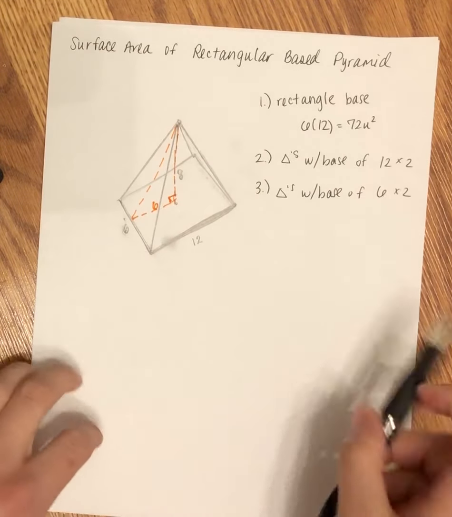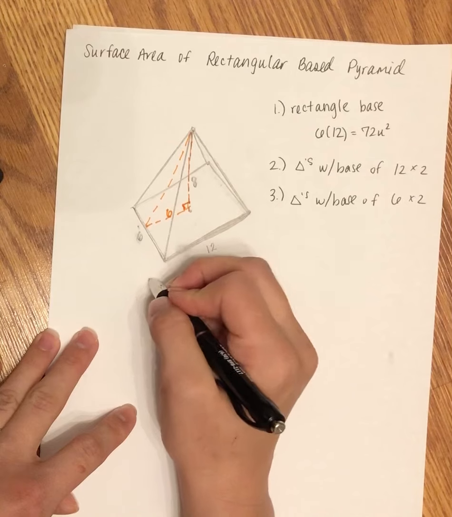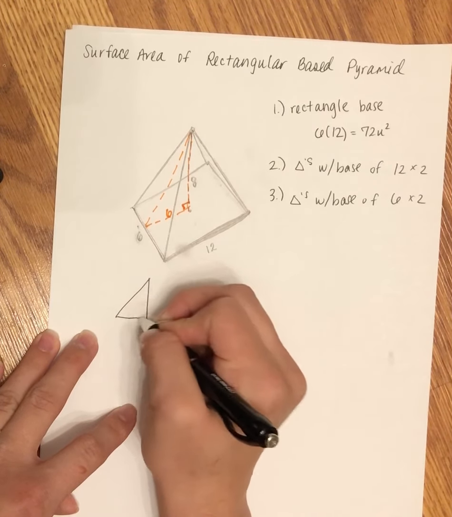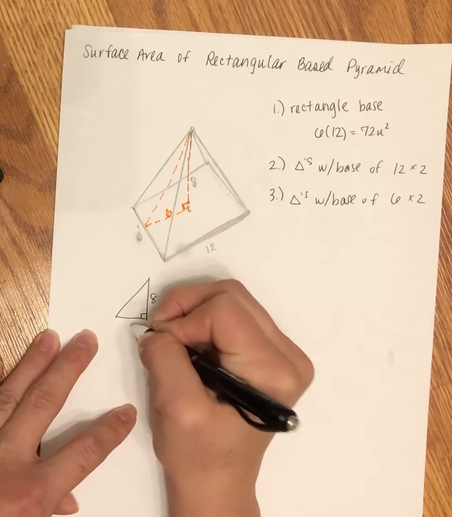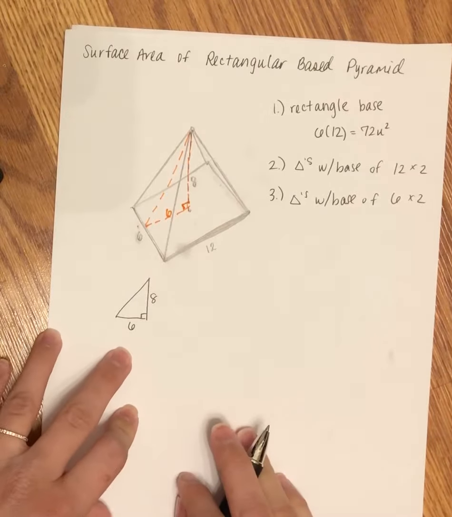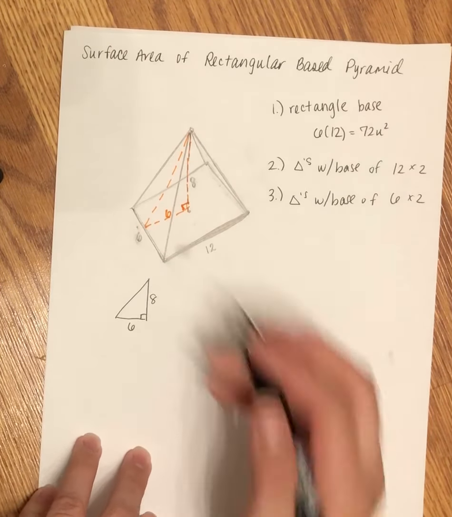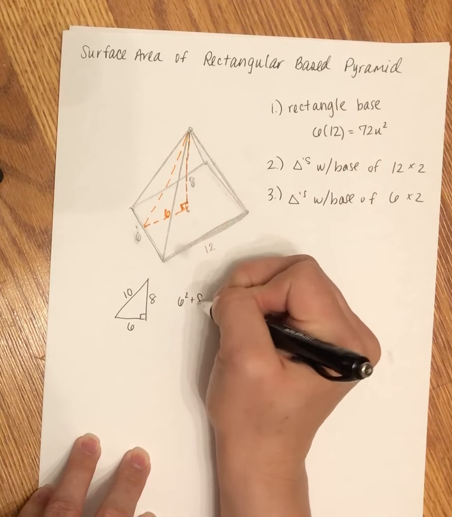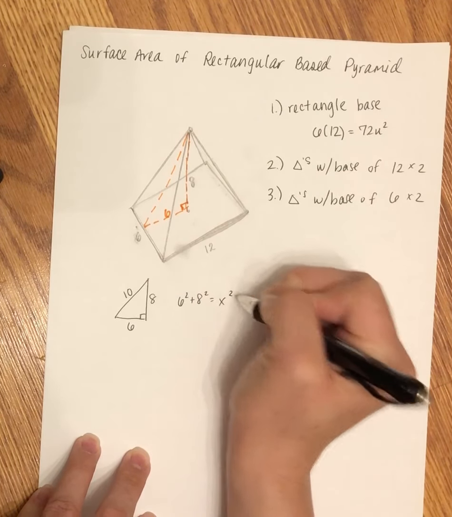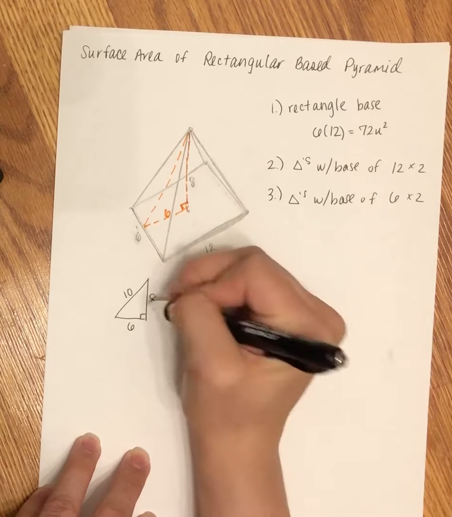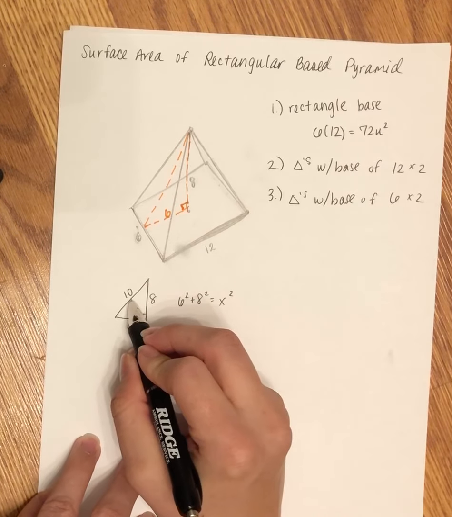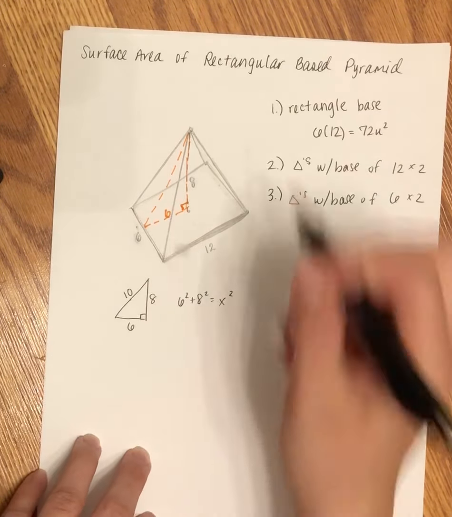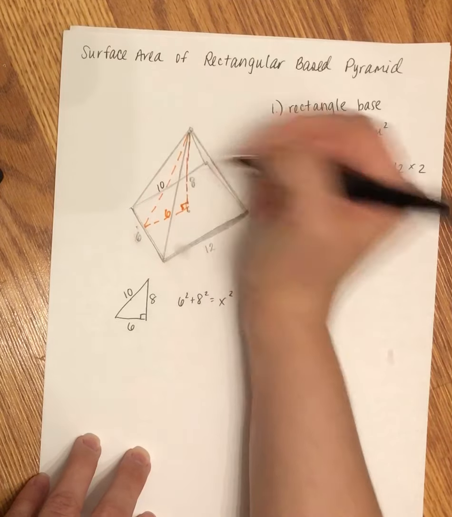Drawing that triangle out separate, this would be a nice right triangle with a height of 8, and this leg would be 6. Doing the Pythagorean theorem, it's a triple, so 6 squared plus 8 squared equals x squared. And so your x here would be 10. So the slant height of this triangle is 10.